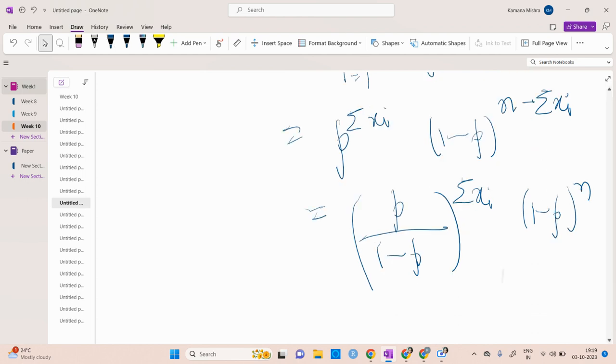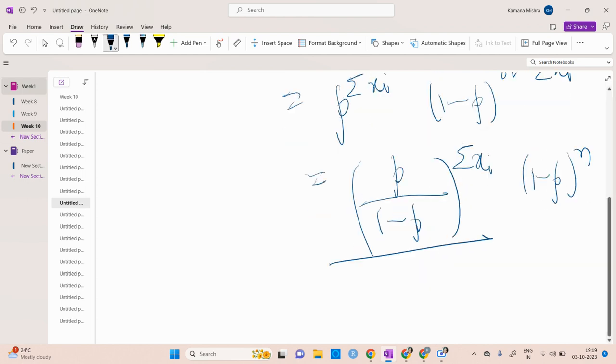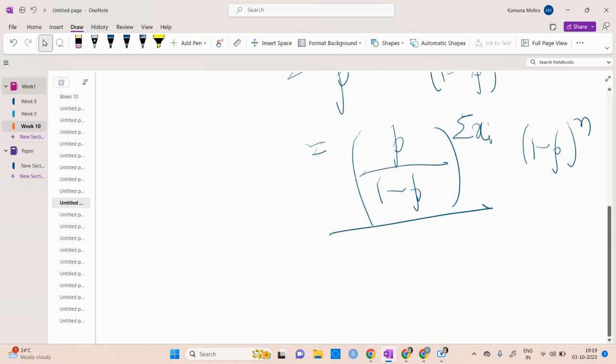So now you can see this is what g(x, theta) is, right? But there is no other part, right? So then we can say this summation xi is sufficient.